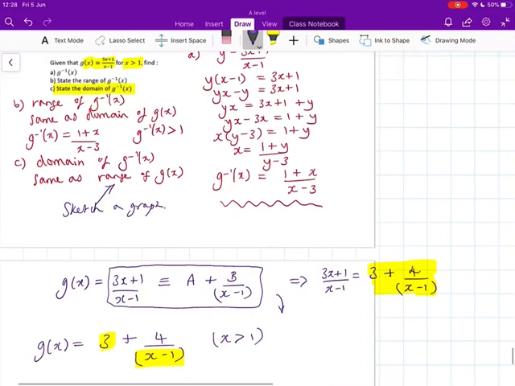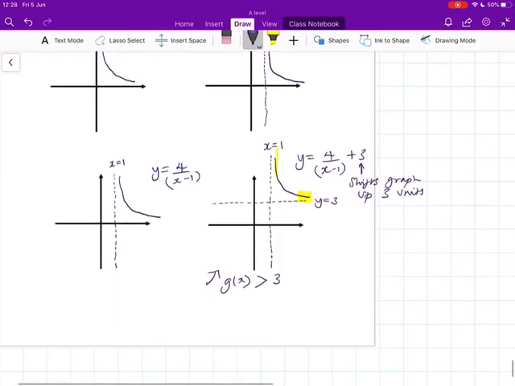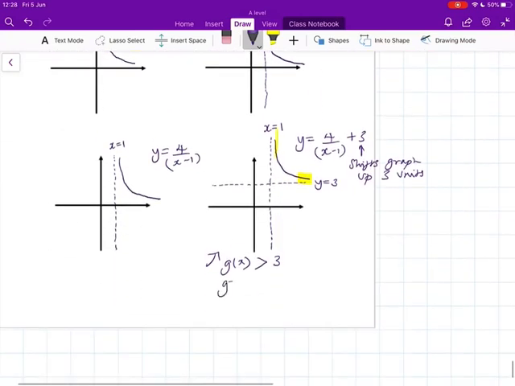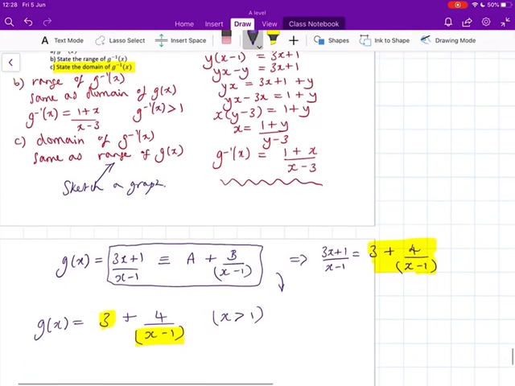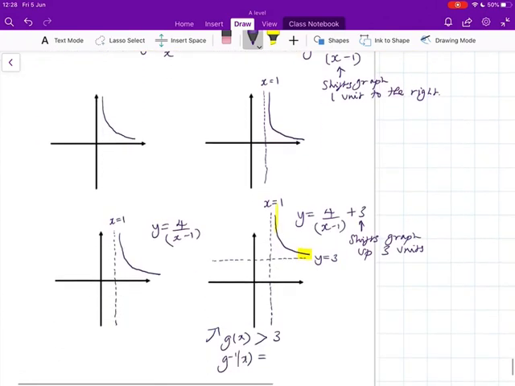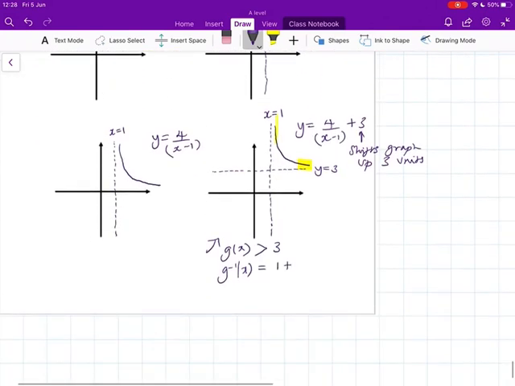Therefore, the actual question asked us to find the domain of the inverse. So our inverse function that we had back here was 1 plus x over x minus 3. And the domain of that is x is greater than 3, the same as the range of our original function.